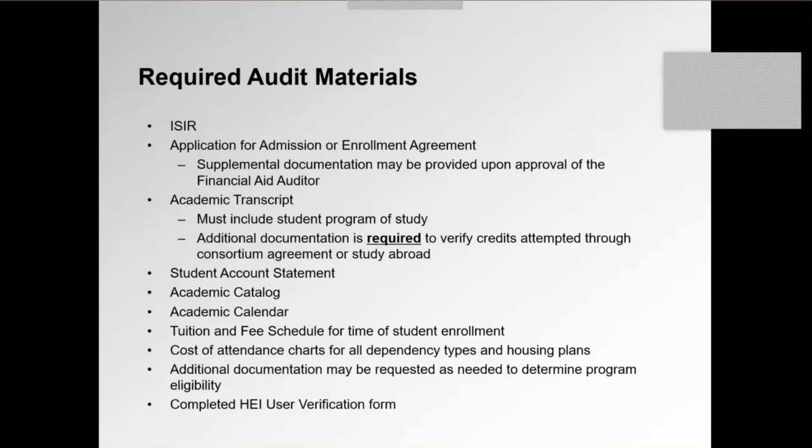Your institution's current academic catalog, where I can verify some of the courses that do not actually gain credits. The academic calendar for the award year in question, tuition and fee schedules for all student enrollment statuses, cost of attendance charts for all dependency statuses, and as noted, additional documentation may be needed.